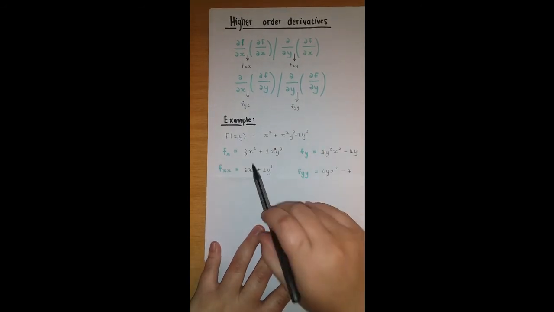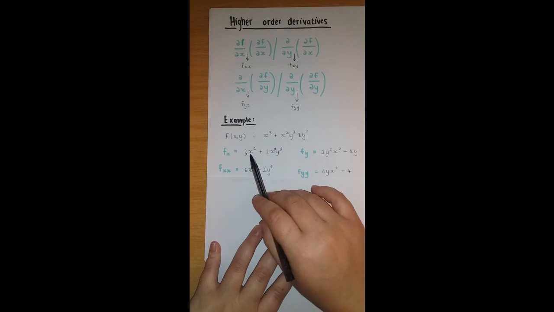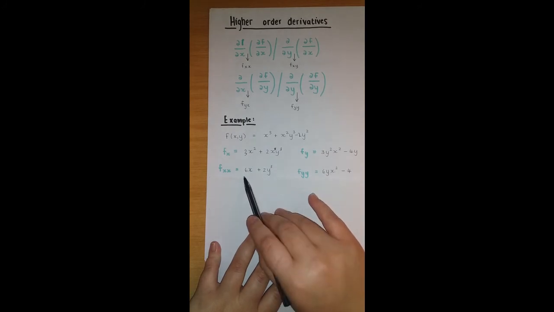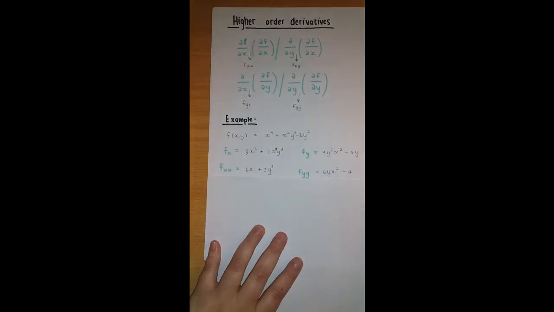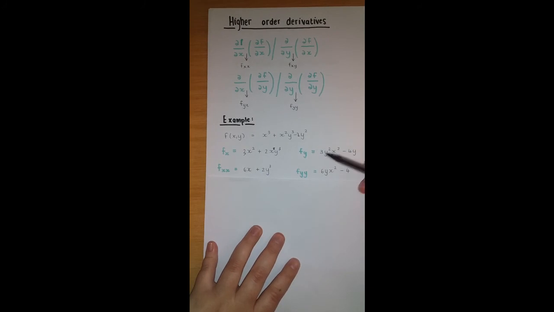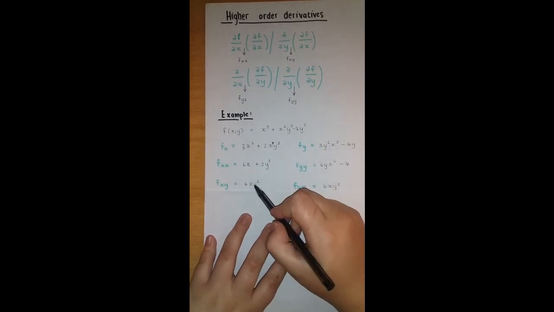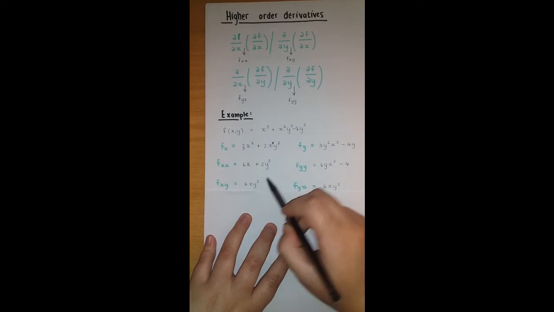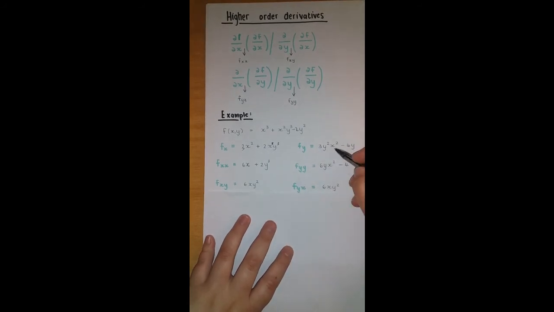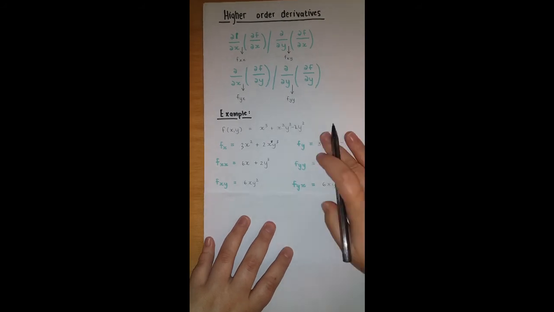Then you can derive f of x towards x again, which will give you 6x plus 2y cubed, and then you derive f of y to y again, which would give you 6yx squared minus 4. Then you can derive f of x towards y, which will give you 6xy squared, and then you can derive f of y towards x, which will give you 6xy squared.